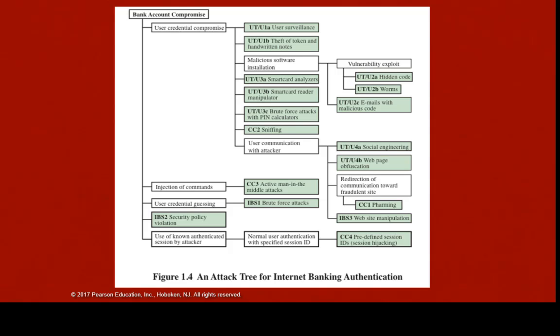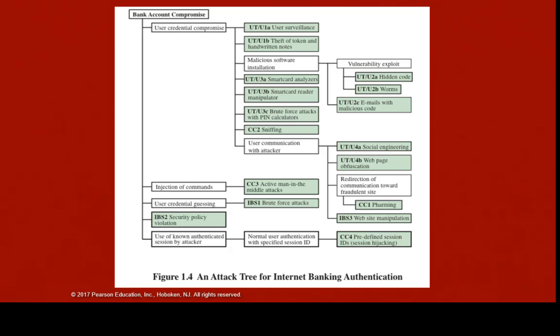This figure is an example of an attack tree analysis for an internet banking authentication application. The root of the tree is the objective of the attacker, which is to compromise a user's account. The shaded boxes on the tree are the leaf nodes, which represent the events that compromise the attack. Note that in this tree, in this example, all the nodes other than the leaf nodes are OR nodes.